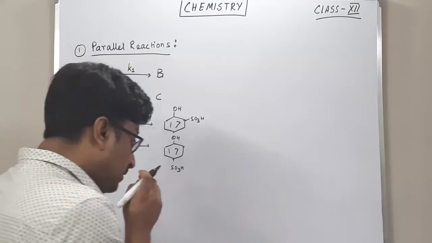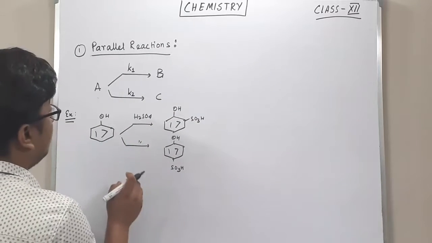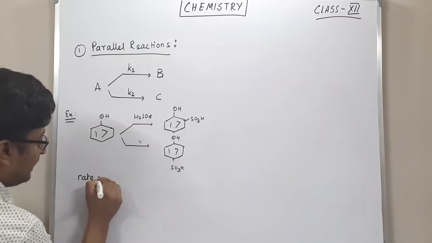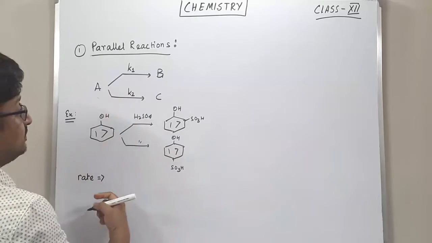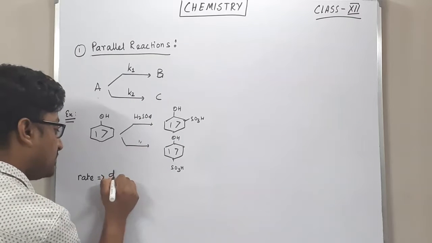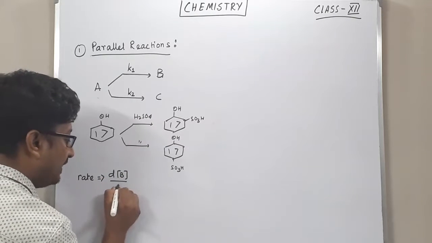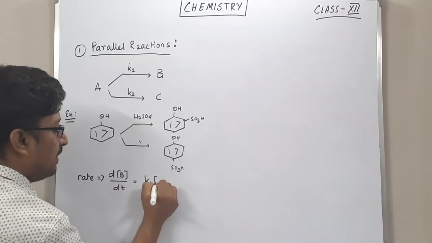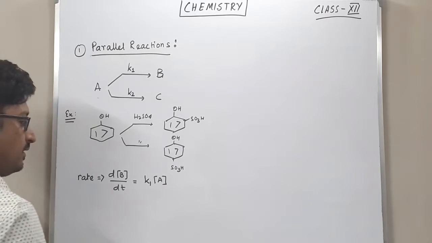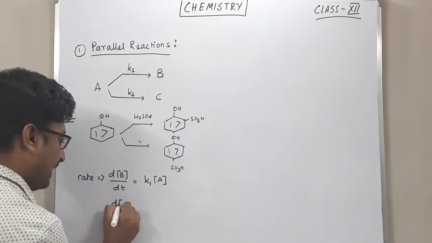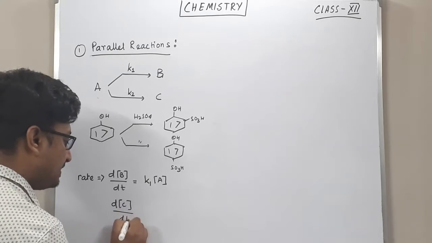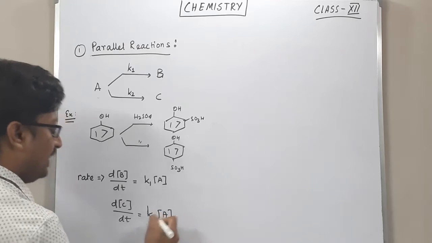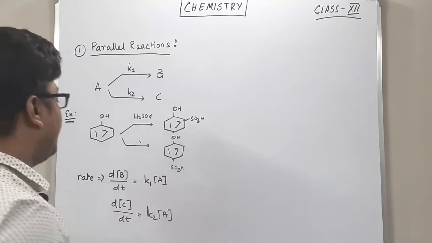But if we solve the rate equation, what will be the rate? For the first reaction, d[B]/dt, the rate of formation of B, is K1 multiplied by concentration of A. And for C, d[C]/dt is equal to K2 into concentration of A. Now there will be a competition between these two.